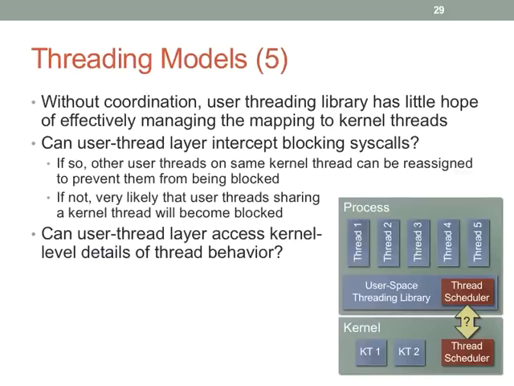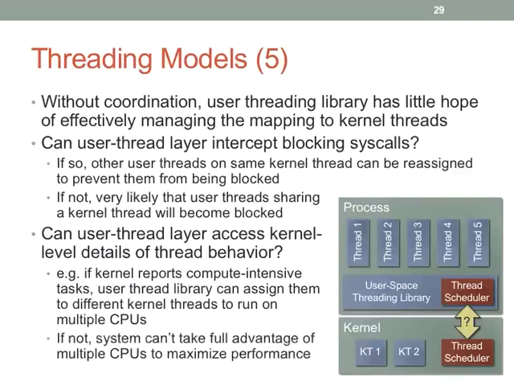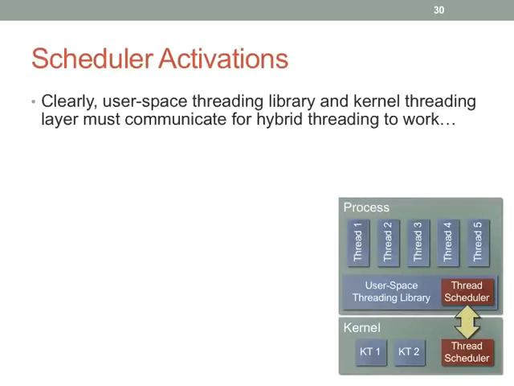Also, you'd like to know if the user thread layer can know what the kernel's seeing as far as program behavior. Are things being preempted? Are they being blocked on I/O frequently? If the user thread scheduler could see what the kernel's seeing, then we could manage this a little bit better.